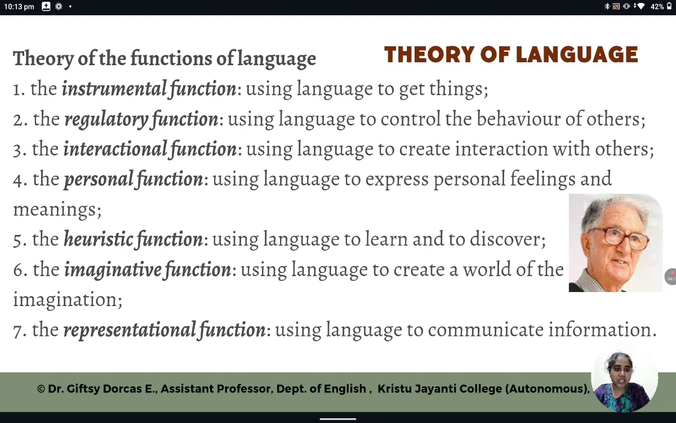learn and to discover. And he also moved on to talk about the imaginative function of language and the representational function of language. The imaginative function of language is using language to create a world of imagination, and the representational function is using language to communicate information. So these 7 are, according to him, the theory of language and the functions of language.